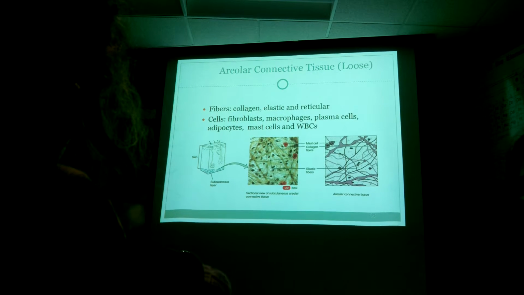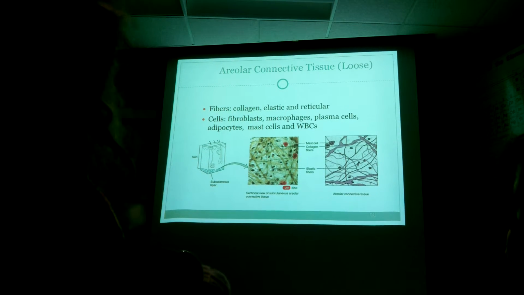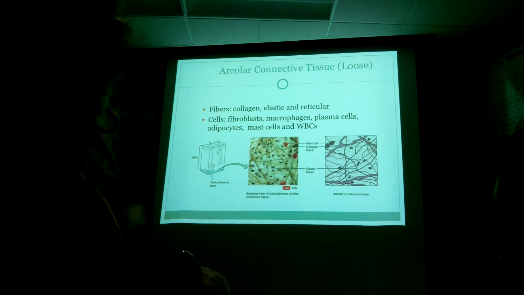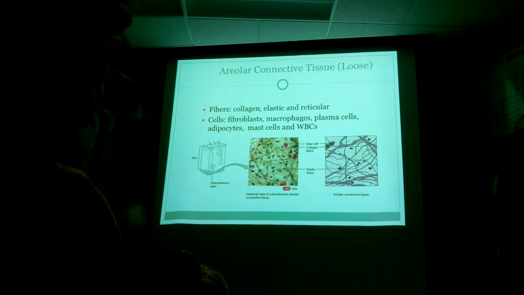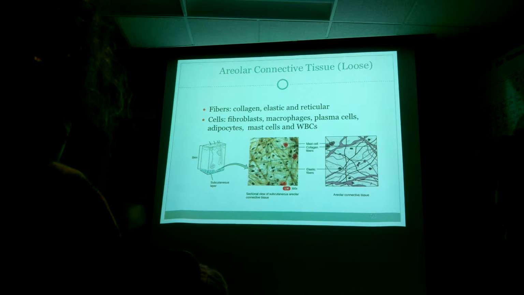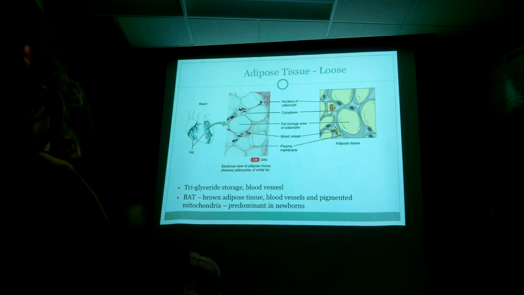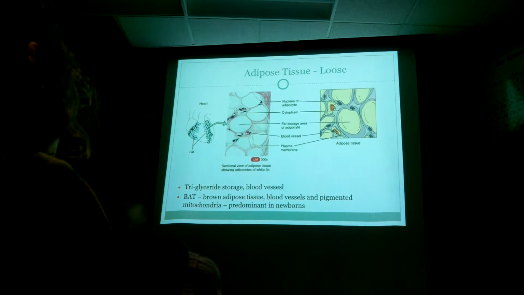This would be when you found this type of material in connective tissue. When it's loose areolar tissue, it's pretty obvious. It looks exactly like what it sounds. It's loose, it's irregular, it's like spider webs. And when we look at adipose tissue, it's vascular.